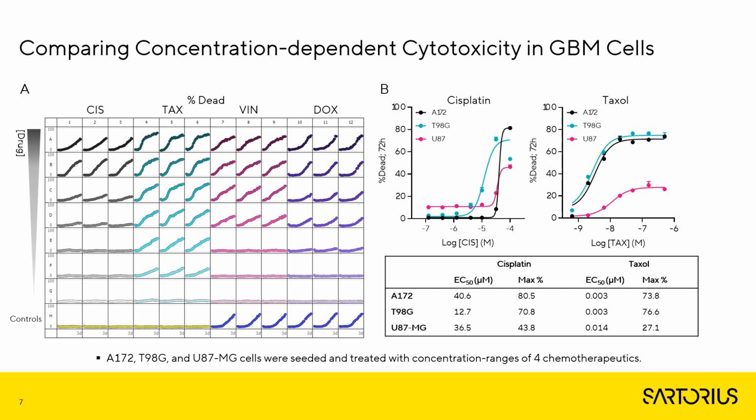The microplate graph on the left here shows the percentage of dead cells over 3 days for T98G cells in response to the 4 compounds and vehicle. The concentration response curves are shown for cisplatin and Taxol, and we can see cell type dependent differences in compound sensitivities, with U87 showing reduced potency compared to A172 and T98G cells for both of these compounds. The EC50 values and maximal percentage cell death for all of the compounds across the 3 cell types are shown in the table.